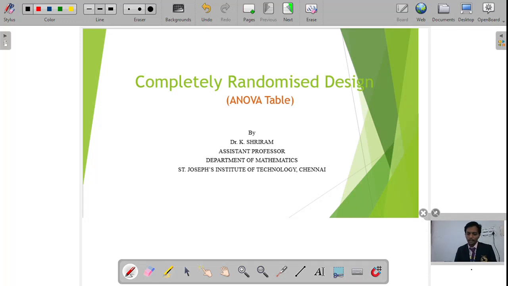Today we are going to learn about statistics and numerical methods. In the second unit we are going to discuss design of experiments, which is completely based on the ANOVA table. First, we are going to learn about completely randomized design. Today we are going to cover this topic alone.